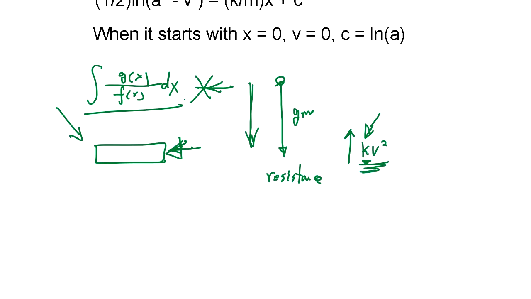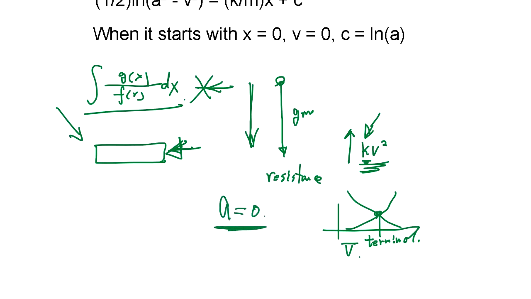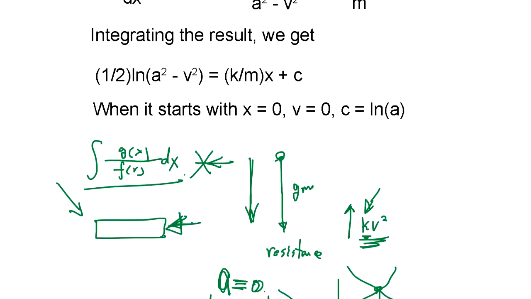Because resistance increases but speed increases too, there is some terminal velocity. Beyond a certain speed, it doesn't increase any more, which means you can tell the acceleration will be 0 at that point. So keep it in mind: in the differential equation you create, you can set acceleration to 0, and that's going to give the terminal speed. Okay, so let's tackle this problem.